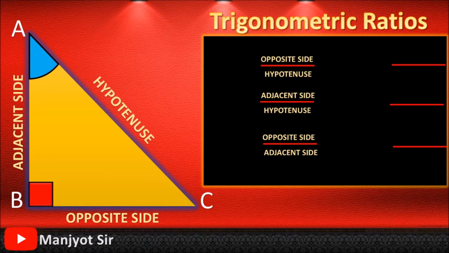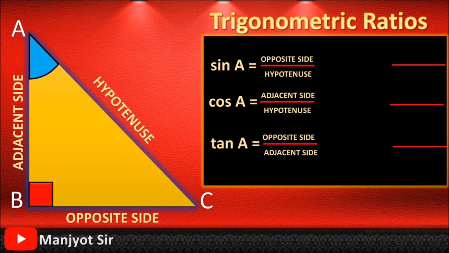Now this first ratio or first pair, which is opposite upon hypotenuse, is called sine. The second pair or second ratio, that is adjacent upon hypotenuse, is called cos. And the third pair or third ratio, opposite upon adjacent, is called tan. So these were three trigonometric ratios which we got from these three sides, that is adjacent, opposite and hypotenuse.